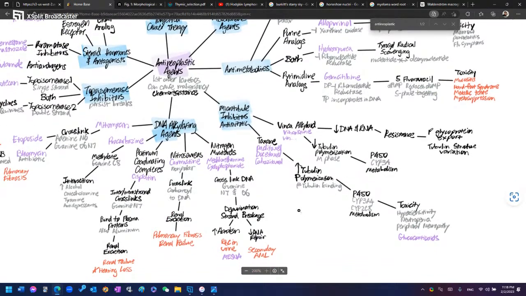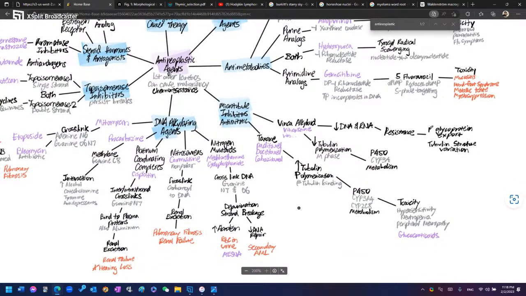Okay. Microtubule inhibitors. What we need to know is which one increases tubulin and which one lowers tubulin. So paclitaxel increases it, and vincristine lowers it. So we should think about that.